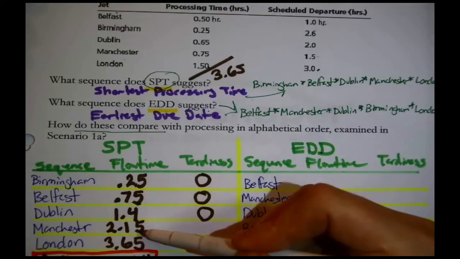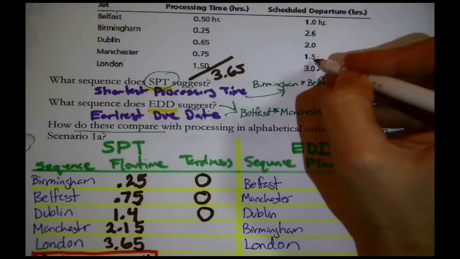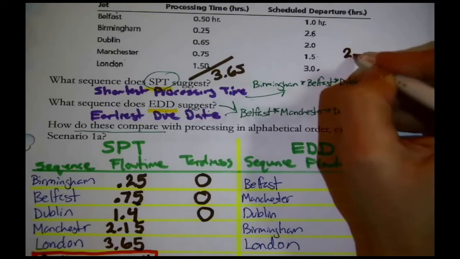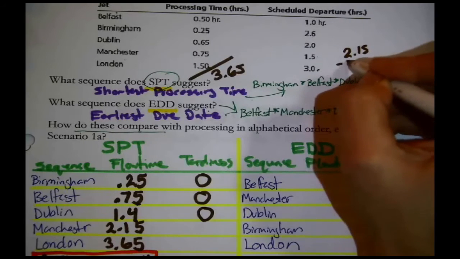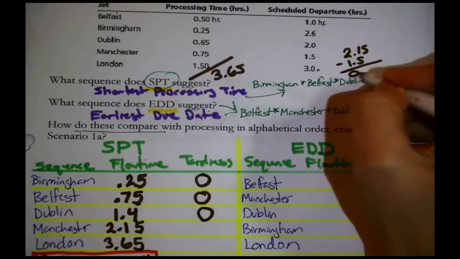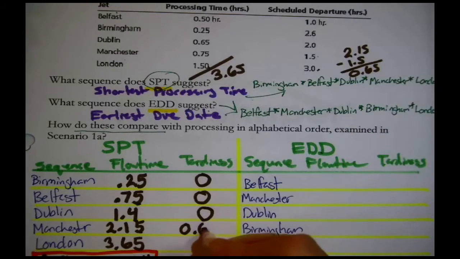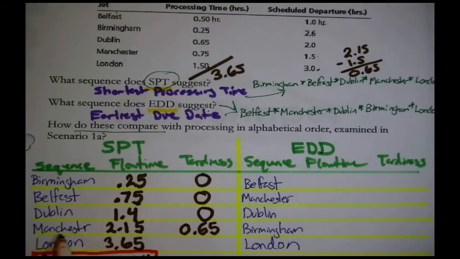Manchester, 2.15. That's when it will be finished. Manchester was scheduled to depart in 1.5 hours. I've got to do some scratch work here. 2.15 minus 1.5 is 0.65. That 0.65 goes here, because that's exactly how tardy that flight's going to be.